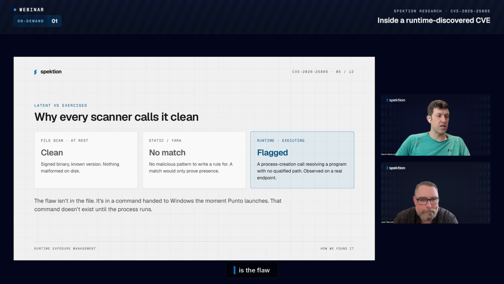Yeah, and the big thing is the flaw isn't in the file, right? The file itself isn't vulnerable. It's the capability that exists with the vulnerability in how they execute it on the system. So a standard static scanner wouldn't see it. Mhm. Okay.